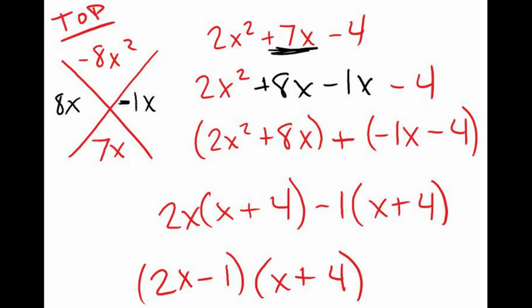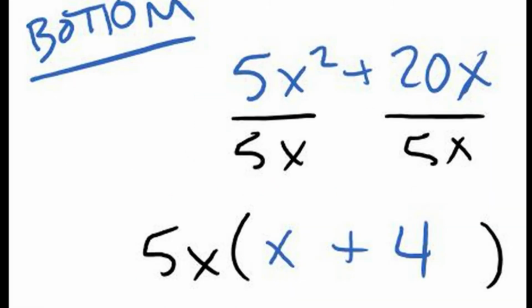Okay, let's look at the bottom. Well, on the bottom, it doesn't have a constant term, so I'm just going to factor out what I can out of both of these. Both of them have an x in them for sure, and then both of them have a 5. So I'm going to factor out a 5x out of both of those, and you're left with just 5x times x plus 4 in parentheses. So I put that on bottom in blue.